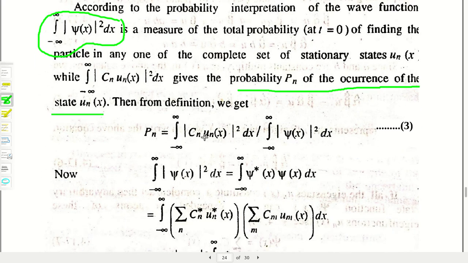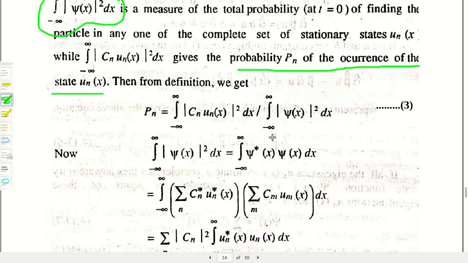So cn un is the component of the wave function responsible for the nth state. So cn square, un square dx integration from minus infinity to plus infinity will be in the numerator, divided by mod psi square. Psi is the total wave function. Psi is equal to the sum of Cn un. So this is determining the total probability of finding the particle in the whole space. So if the two terms are divided by each other, then you will surely get the probability of finding the particle or the system in the nth state.